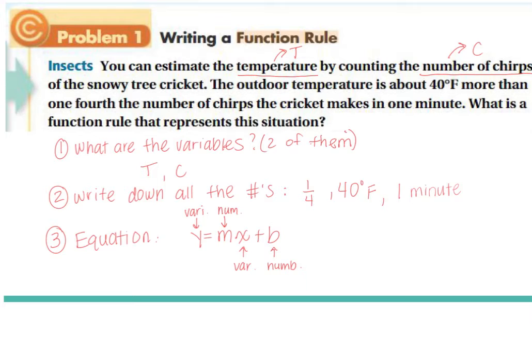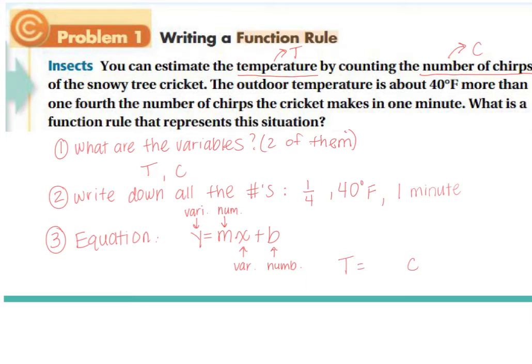It says we can estimate the temperature by counting the number of chirps. So we're going to have T equal C, okay? Because the temperature depends on the number of chirps, by counting the number of chirps. That doesn't make sense? No. Okay. The more we do these problems, the more you'll see it. If you don't see it right now, that's okay.